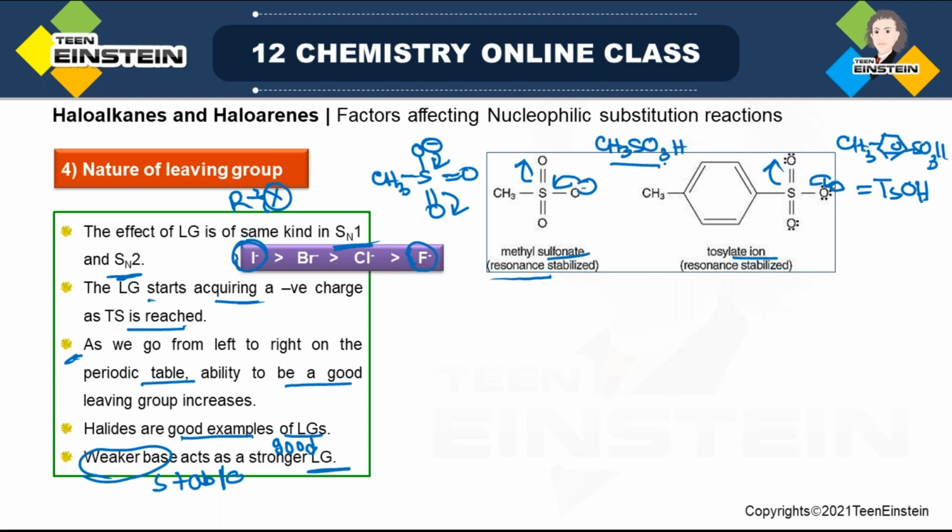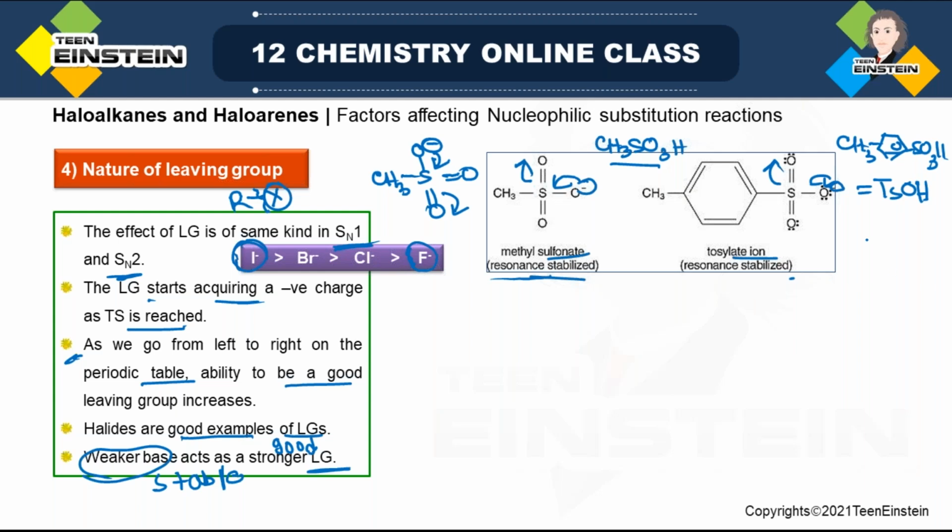And this is methane sulfonic acid, CH3SO3H. This is also a very strong acid. So obviously the corresponding conjugate base will be a very stable base. As it is a resonance stabilized base, both are basically. So they are very good leaving groups. So these two are examples of very good leaving groups.